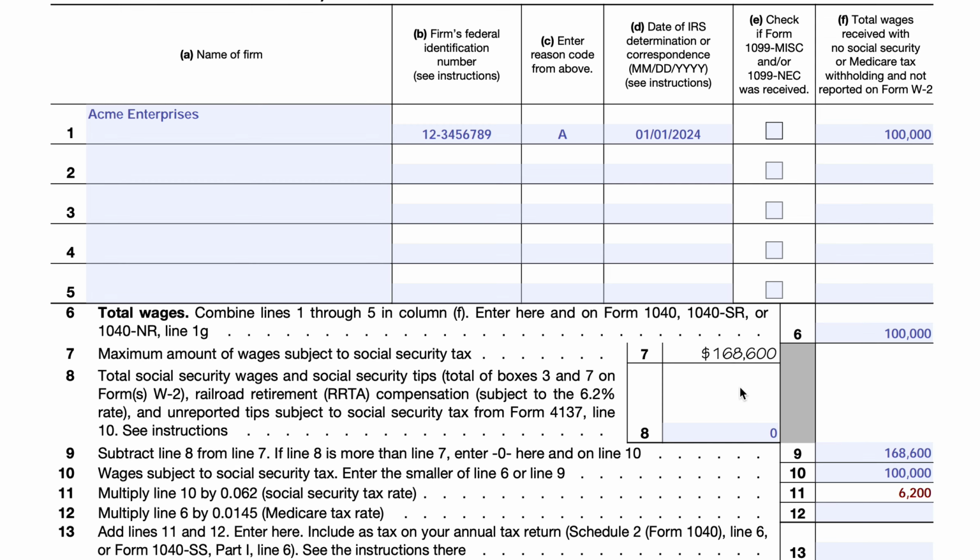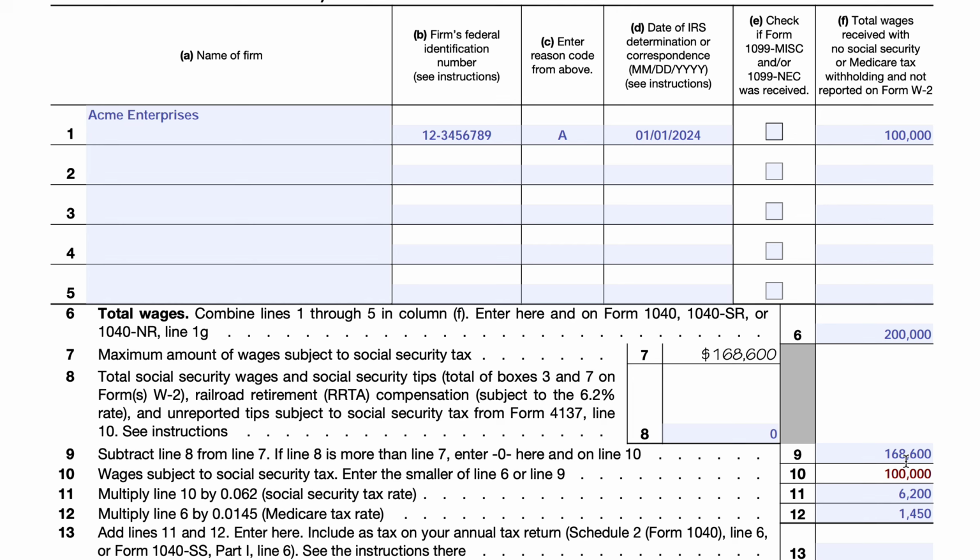And then we're going to multiply the line 6 amount. The line 6 amount has no limit, so we're not applying this limit to the Medicare amount. We would simply write in 1,450. So if this was $200,000, then we would be calculating 6.2% times the 168.6, because that would be based on the $200,000.